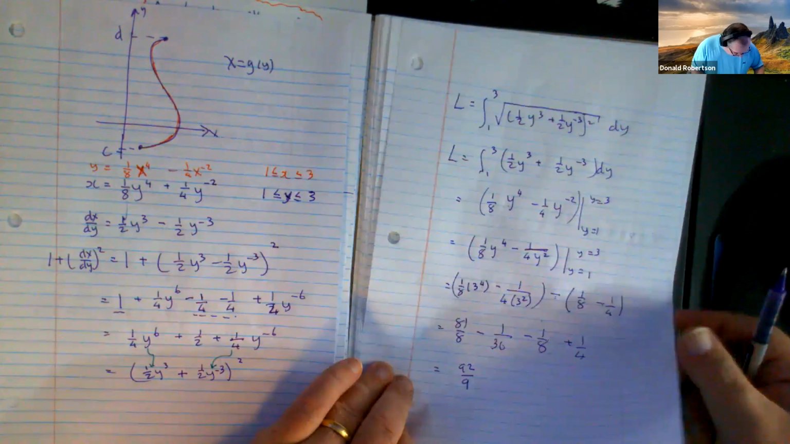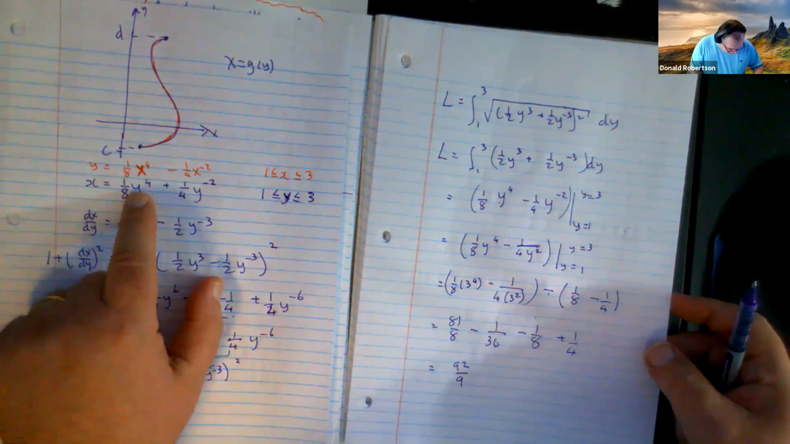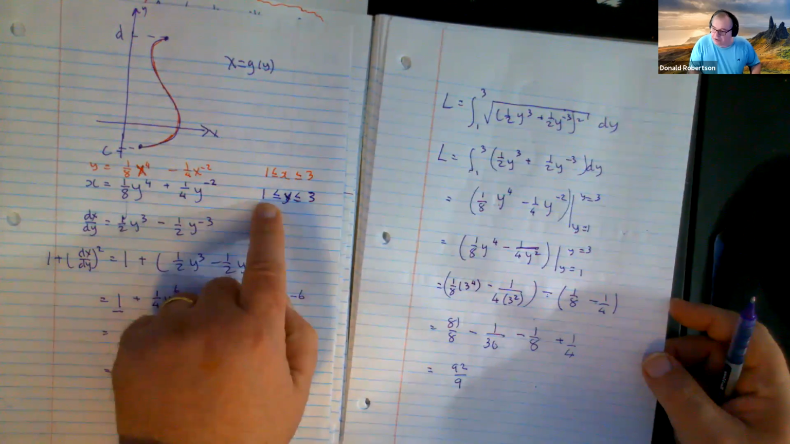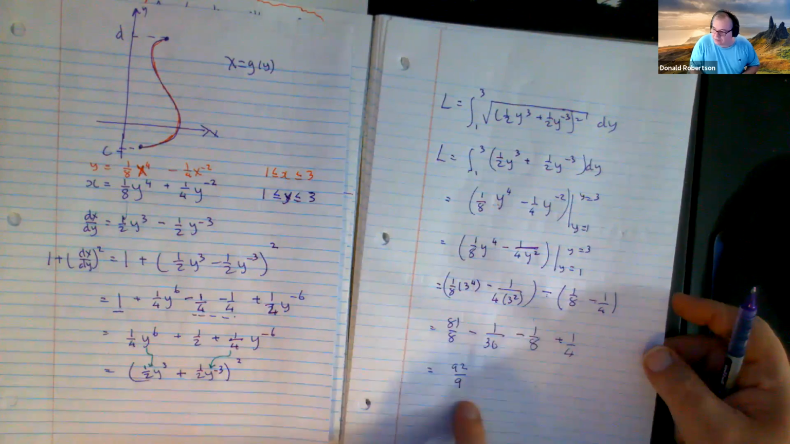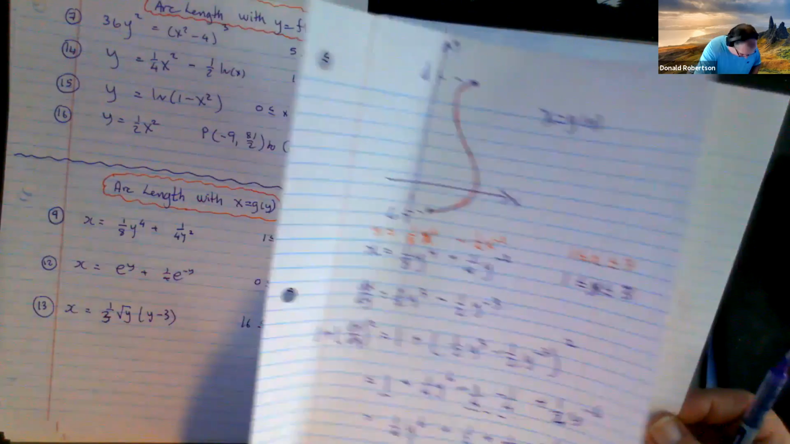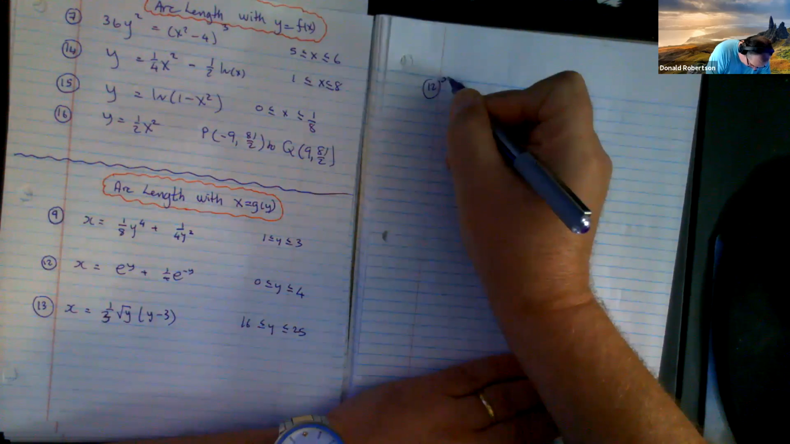It's a placeholder for a relationship. I could have called this y equals 1/8 t to the 4 plus 1/4 t to the -2 and t from 1 to 3, and I would still have got the right answer. Right. The name of the variable is not that important. Let's do 12, or at least a version of it.